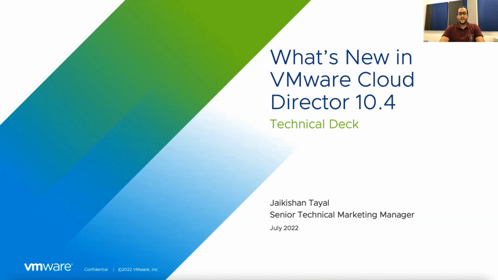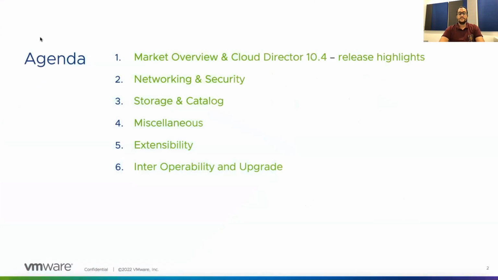So with VCD, we have quite a few enhancements and new features. We have divided the release into categories where we talk about networking and security. Then we categorize them into storage and catalog. And there are a couple of miscellaneous features which have been enhanced or introduced. We'll talk about them. And like Guy mentioned, we will also talk about the extensibility, what's coming in. And then we quickly look at the interop and upgrade best practice.